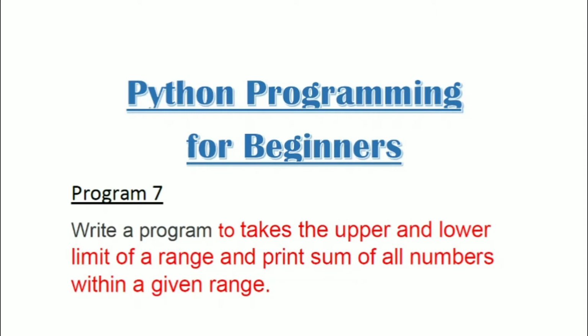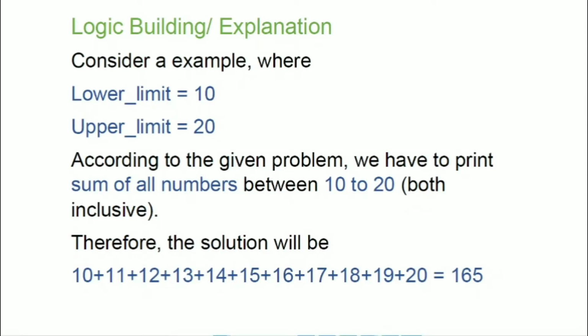So basically in this video we will write a program that takes the upper and the lower limit of a range and prints the sum of all numbers within the given range. Now let us understand what exactly we have to do in this program. First we have to take an upper limit from the user and the lower limit. So consider the lower limit here as 10 and the upper limit as 20. According to the given problem, we have to print the sum of all numbers between 10 to 20, both inclusive, meaning we have to include 10 as well as 20.